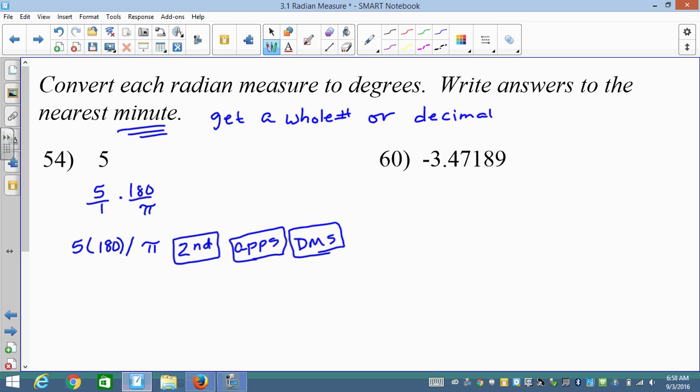So on this one, when I throw this in, I get 286 degrees, 28 minutes, and 44 seconds. And this says round to the nearest minute. So 44 is more than half. Remember, 30 seconds equals a half a minute. This is more than 30, so we're going to round this baby up. So this is 286 degrees, 29 minutes.